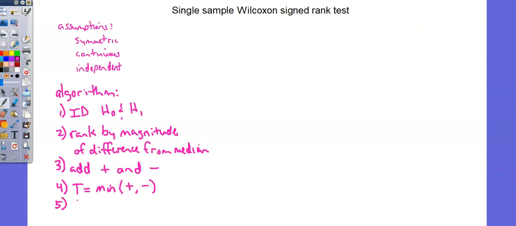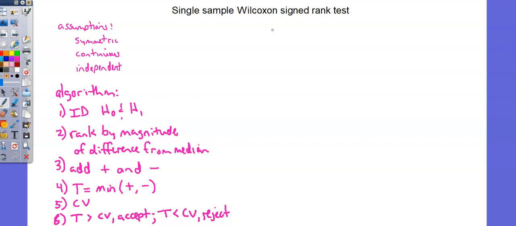5, look up the critical value. And 6, evaluate. If the test statistic is greater than the critical value, accept. Otherwise, if the test statistic is less than the critical value, reject. And we're accepting or rejecting the null hypothesis. Let's now look at an example.